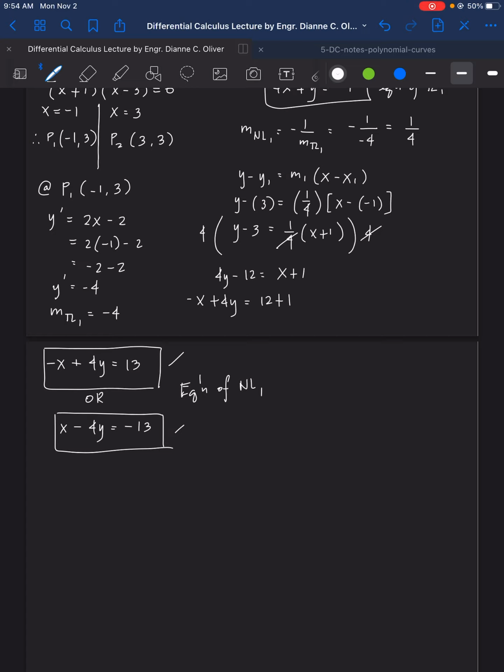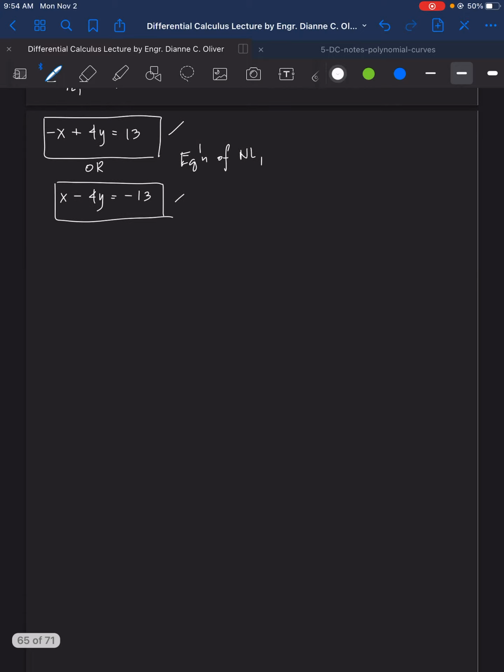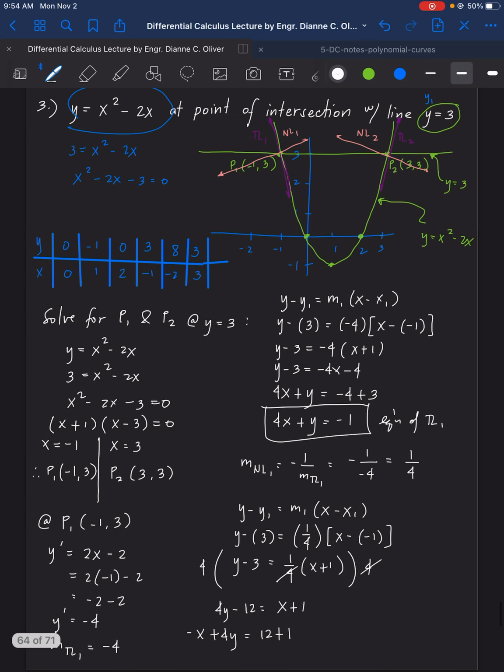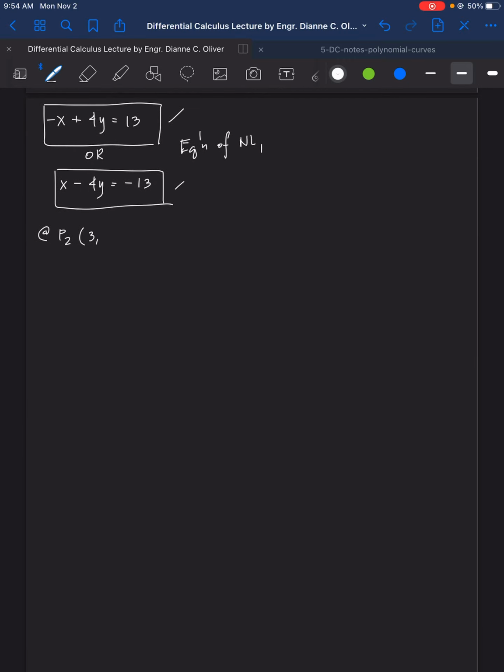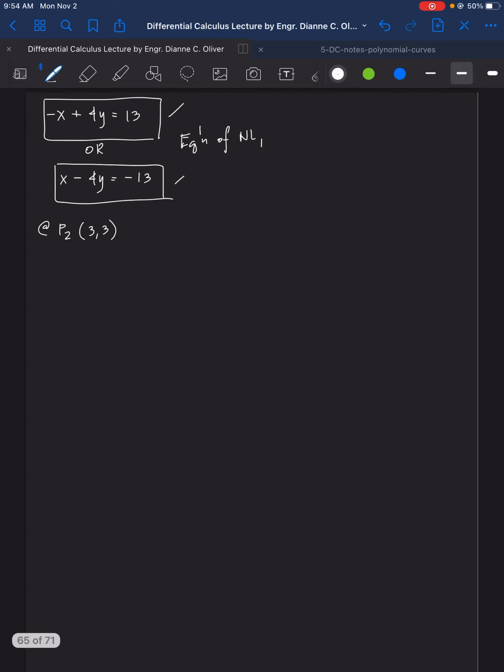We still have point 2. Now for point number 2, which is 3, 3, again, we will be looking for the slope. A while ago, we were able to get y prime equals 2x minus 2. This time, let's substitute x with 3: 2 times 3 minus 2. This becomes 6 minus 2. Therefore, y prime is equal to 4. The slope of tangent line 2 is now equal to 4.